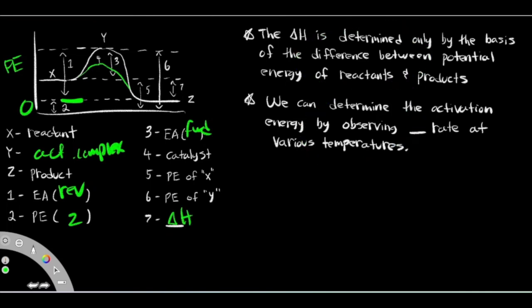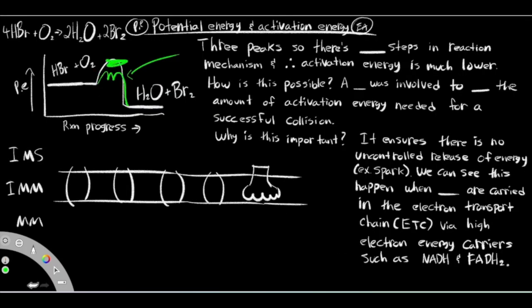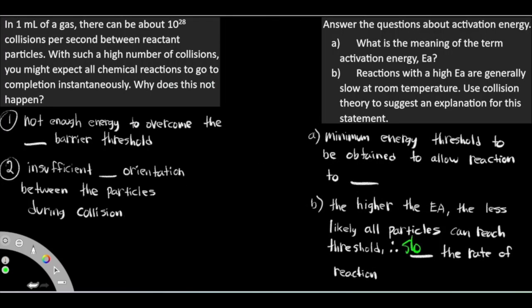We can determine the activation energy by observing the reaction rate at various temperatures. What does this mean? Let's look at B. It says reactions with high EA are generally slow at room temperature. Why? Let's have a look up here. If it's higher up, that means there are fewer reactant particles able to hit that, so lower probability. That means there's going to be less of them coming into product over here, so less electrons or less energy released in that process. It's going to be a slower rate of reaction.